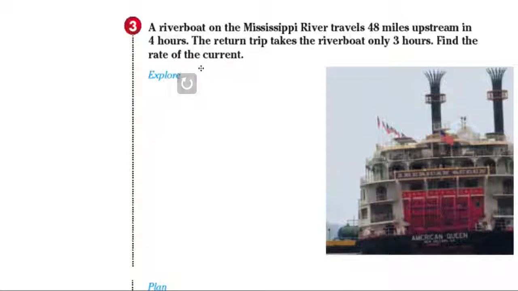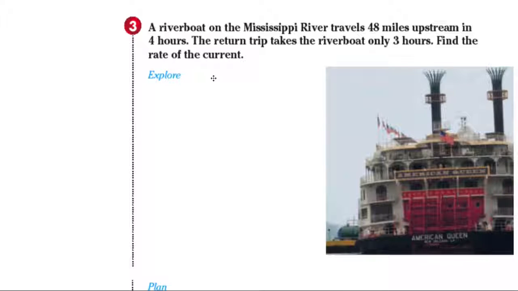This is what we call a current problem, because it's going to talk about the current of a river or a stream. So a riverboat on the Mississippi River travels 48 miles upstream in 4 hours. Okay, the return trip takes the riverboat only 3 hours. Find the rate of the current. So we want to find the value of the rate of the current.